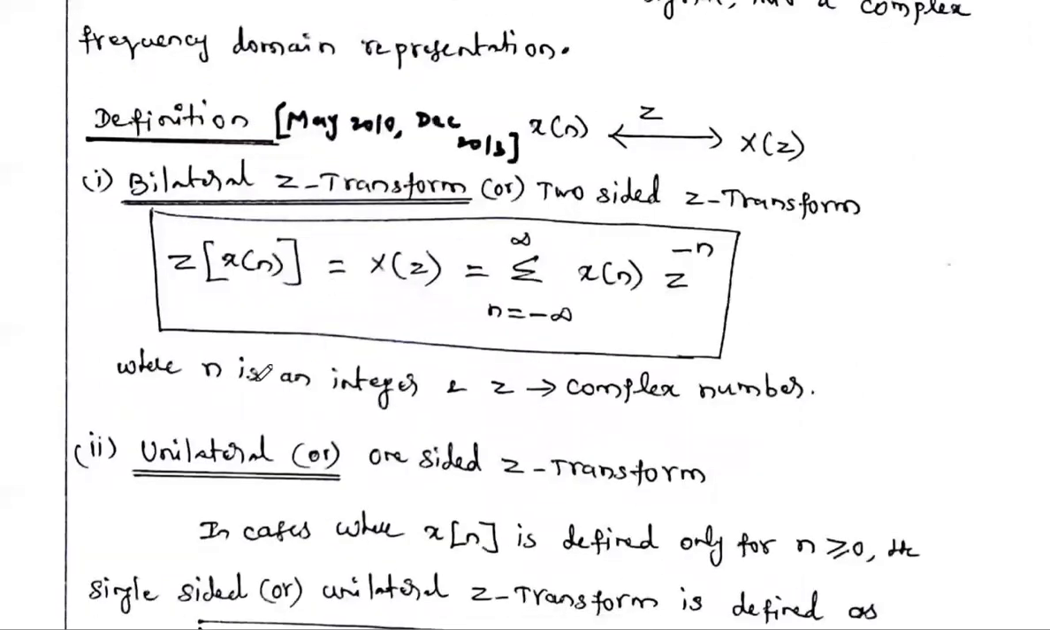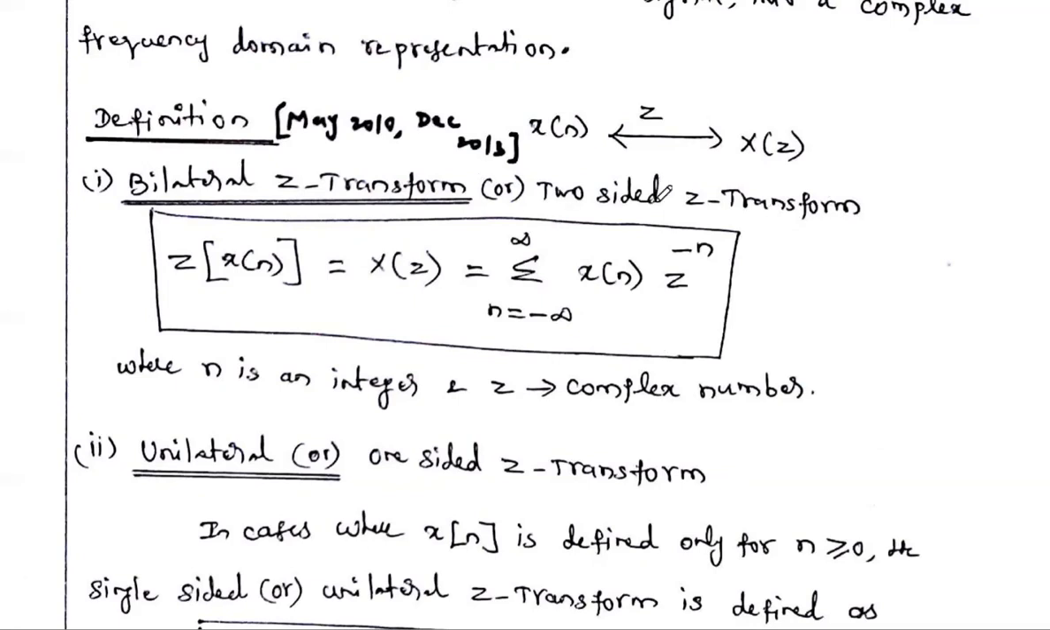In the Z transform, there are two types. One is the bilateral Z transform, or two-sided Z transform. The Z transform of any signal x of n can be written as capital X of Z. In DTFT, the DTFT of x of n is written as capital X of e power j omega. Similarly, the Z transform of x of n we mention as capital X of Z. So what is the formula in DTFT? Summation n equal to minus infinity to infinity x of n e power minus j omega n.